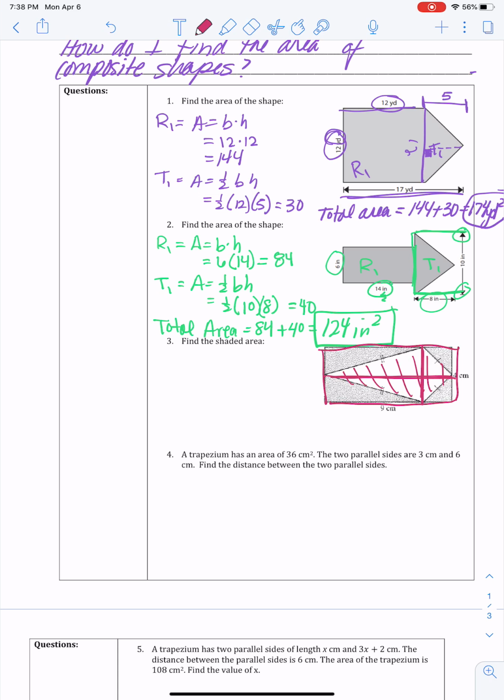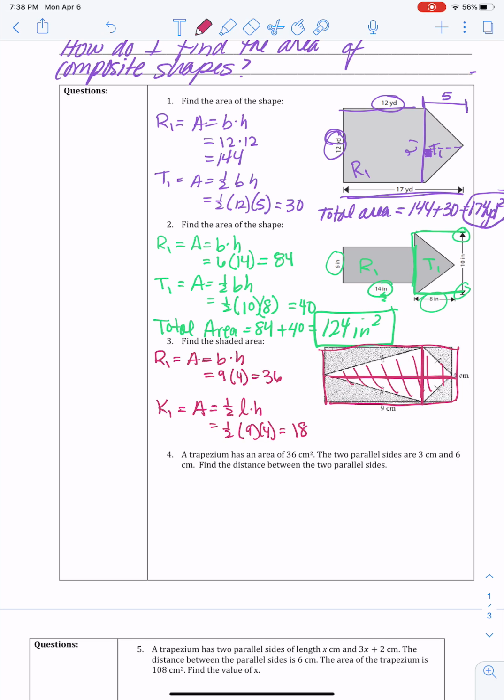So we have a rectangle that we have to find. So that area is base times height, which is 9 times 4, which is 36. And then we have the kite, and that formula for area is half the length times the height, which is half of 9 times 4, which is 18.